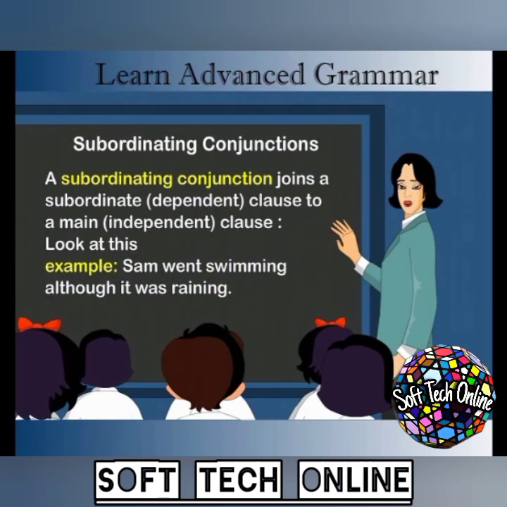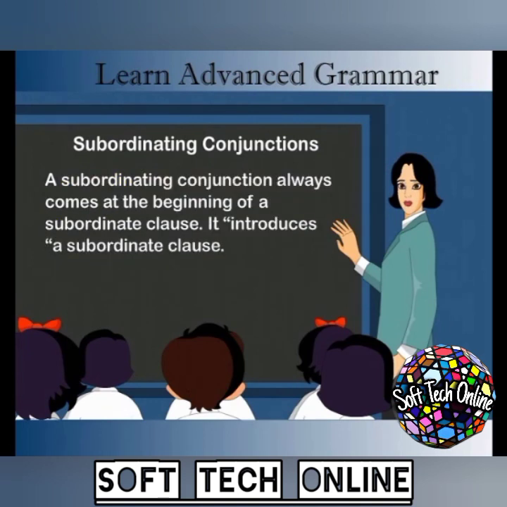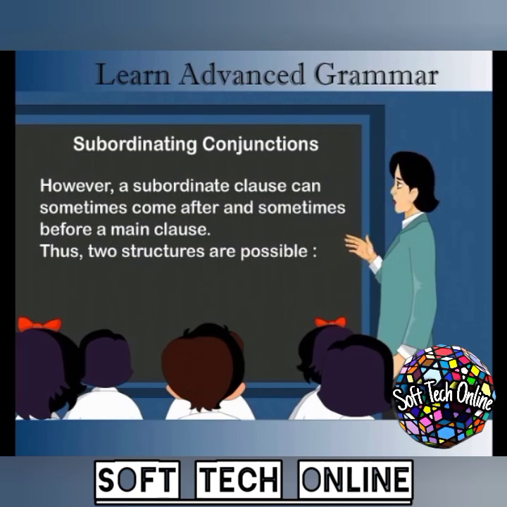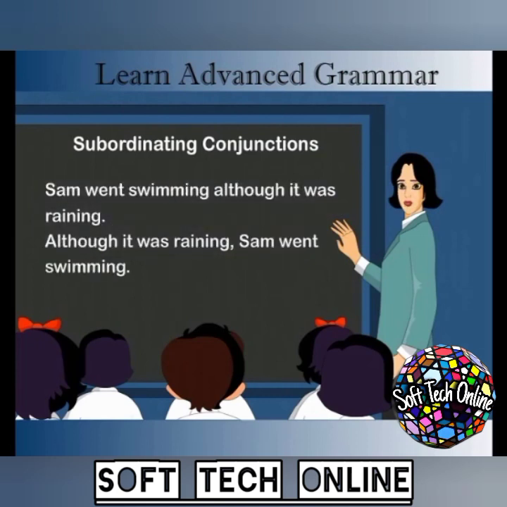Look at this example. Sam went swimming, although it was raining. A subordinating conjunction always comes at the beginning of a subordinate clause. It introduces a subordinate clause. However, a subordinate clause can sometimes come after and sometimes before a main clause. Thus, two structures are possible. Sam went swimming, although it was raining. Although it was raining, Sam went swimming.